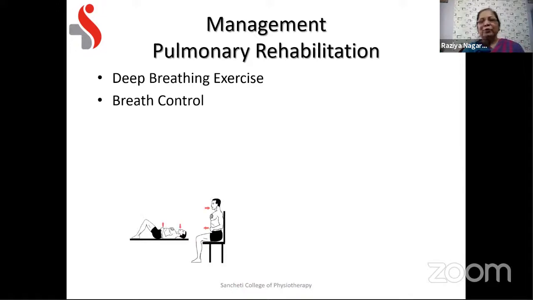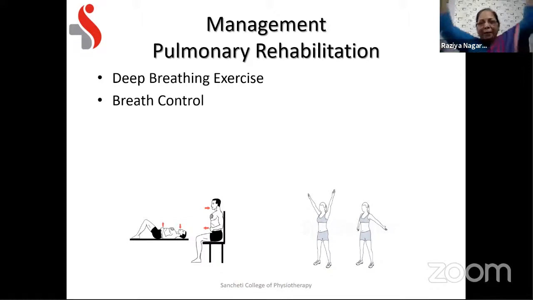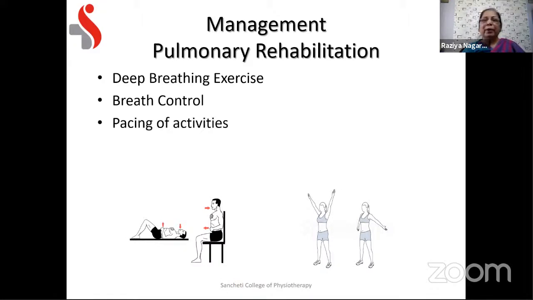Of course, Dr. Saurabh is going to demonstrate the breathing exercise where we ask the person to take a deep inhalation using the stomach and breathe in, hold for 1 or 2 counts, and then breathe out. At the same time, we can do the deep breathing exercise using the upper limb. That is, the person breathes in while taking the hands up and breathes out while taking the hands down. So this helps not only in the breathing, but also in improving the upper limb activities.